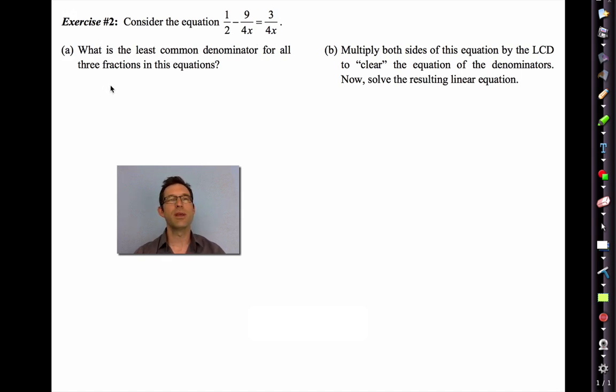Letter A asks a pretty easy question. It says, what is the least common denominator for all 3 fractions in this equation? In other words, look at the 2, the 4x, and the 4x. What is the least common denominator? If you were going to add these together, what denominator would they have? Think about that for a moment. They would have a denominator of 4x.